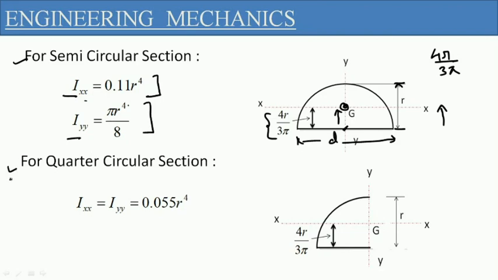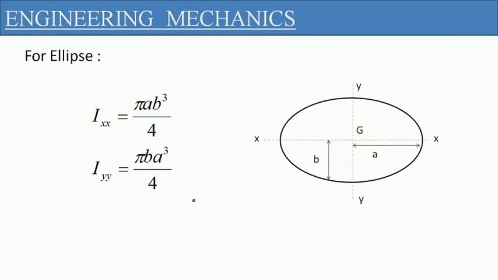Similarly, we want to define the quarter circular section. The quarter circular section we cannot consider as a symmetrical section. So this G can be outside or it can be at the surface of this particular plane. So first we need to define the position of G at 4r by 3 pi distance, and after that about x-axis and y-axis we will define the value of moment of inertia. So Ixx is equal to Iyy. For this quarter circular section, these two values will be the same. So it will be equal to 0.055 r to the power 4.